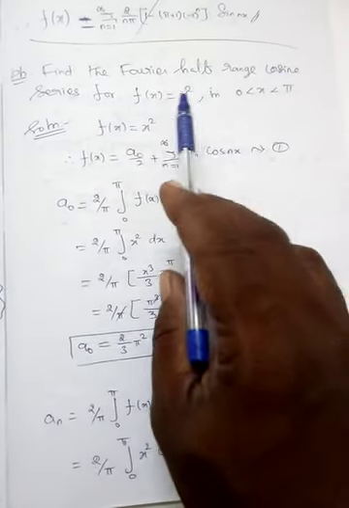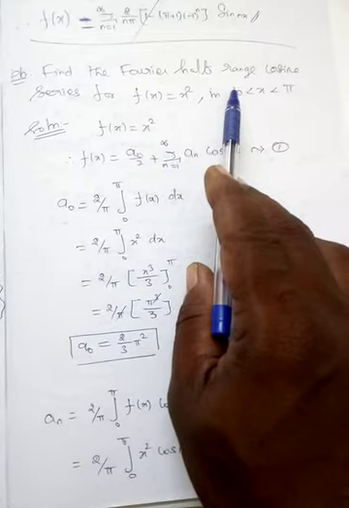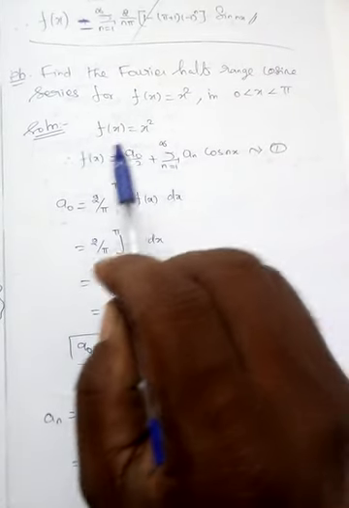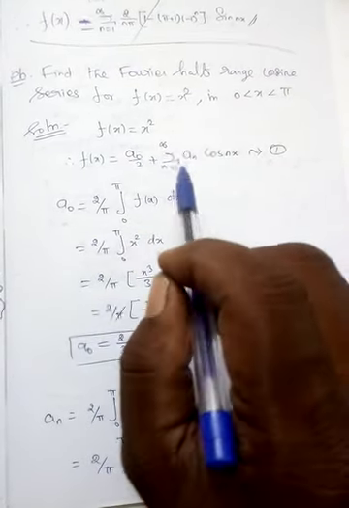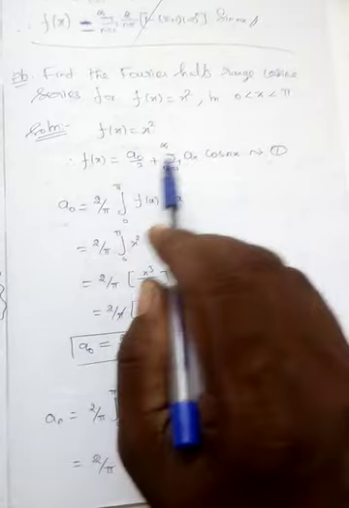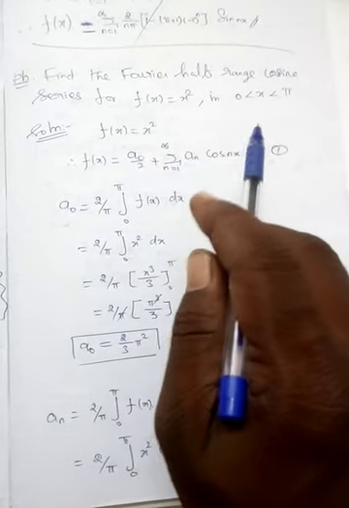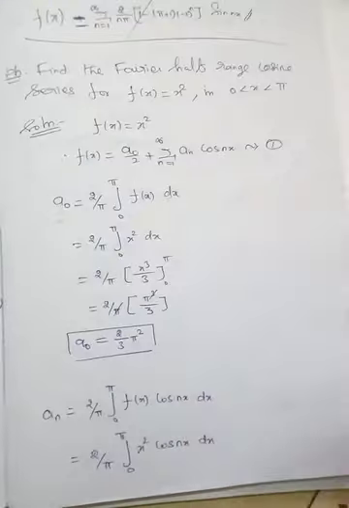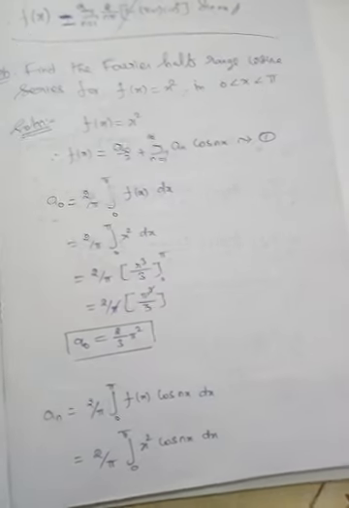Here we are going to discuss only the half-range cosine series, so the Fourier series only consists of two parts, a0 and an. We don't bother about the third part. Now, what is a0?